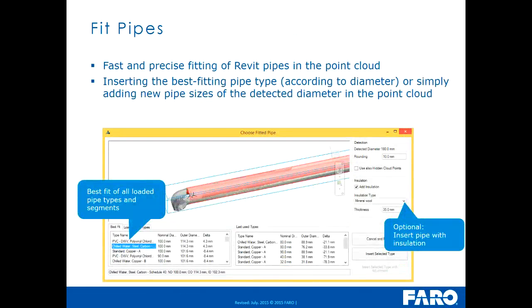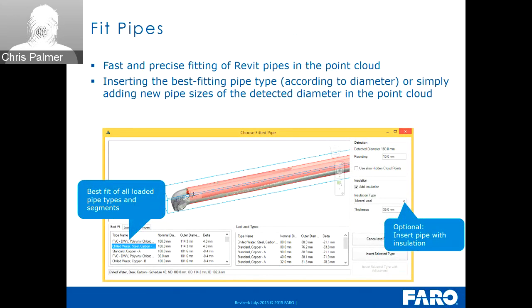Okay. So I'll quickly run through a few slides, and then we'll drop into actual Revit itself, and I'll show you how some of these tools work. Very importantly, the new main tool we've got, which is really interesting for a lot of people, is the ability to best fit pipes to the point cloud. So we've loaded in our components, we've loaded in some piping families, and what we can do now is fast and precisely fit pipes to the point cloud.